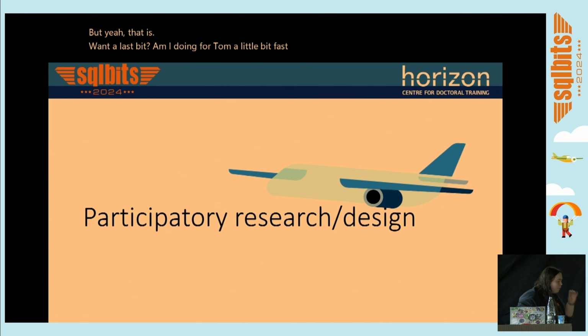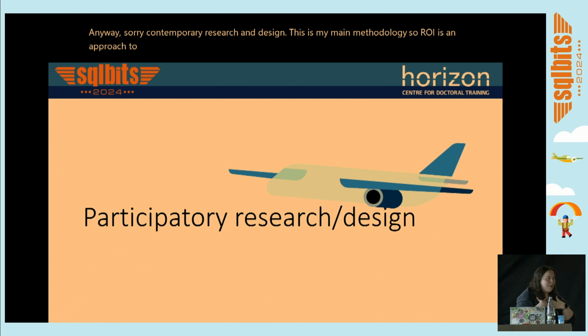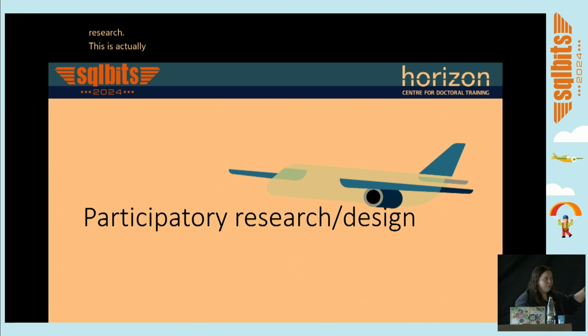Anyway, so participatory research and design. This is my main methodology. So RRI is an approach to research in the same way I do feminist methods. Feminism is an approach to my research. This is actually practical. This is how I do what I do and is more on the ground.